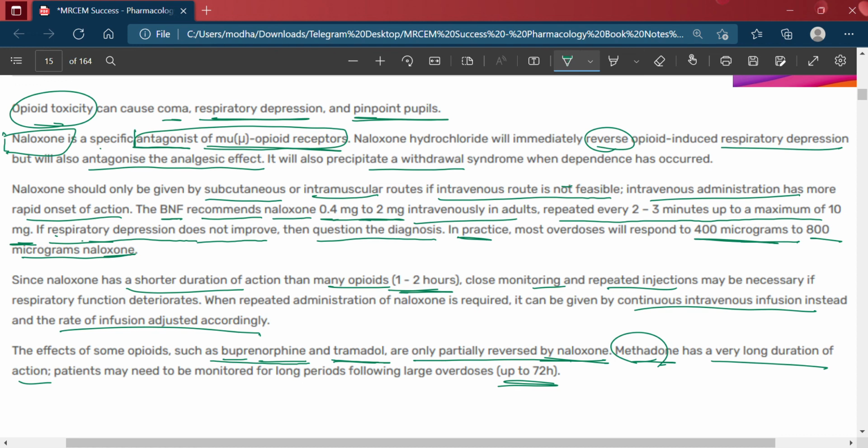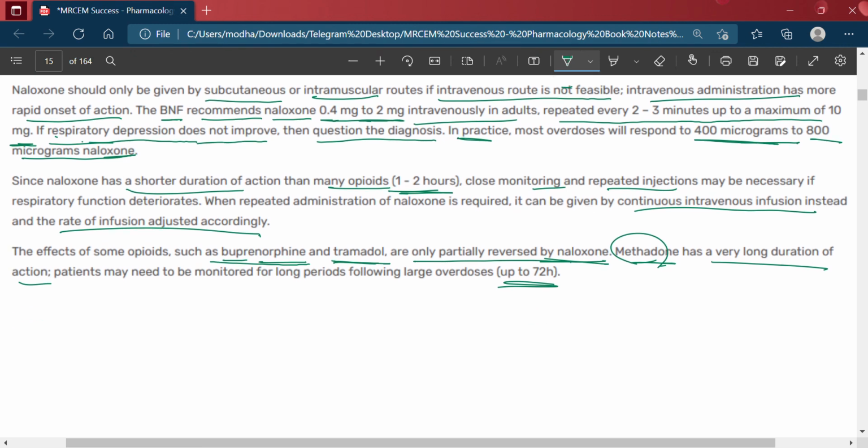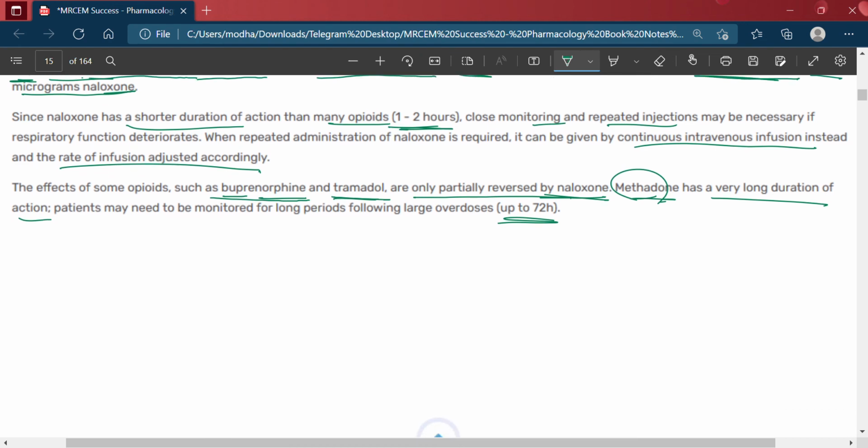For a large overdose, the effect lasts up to 72 hours, so naloxone should also be continued until then.